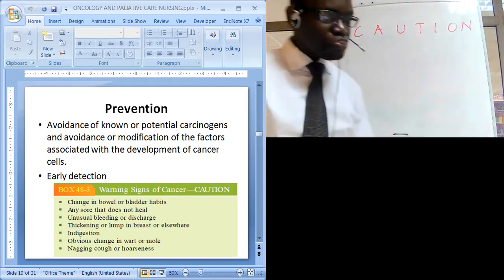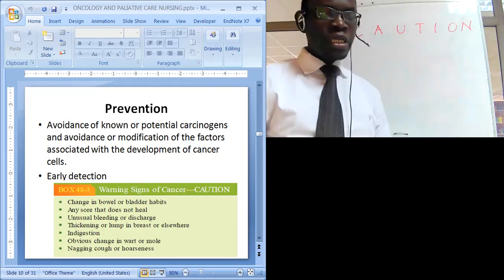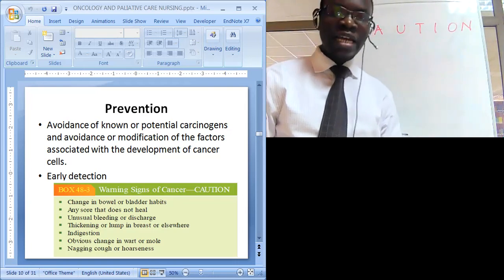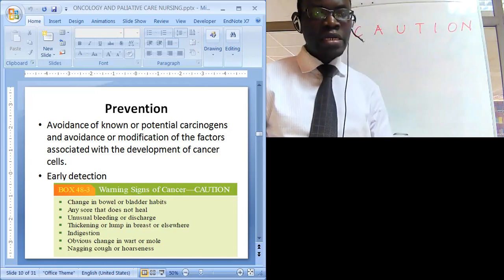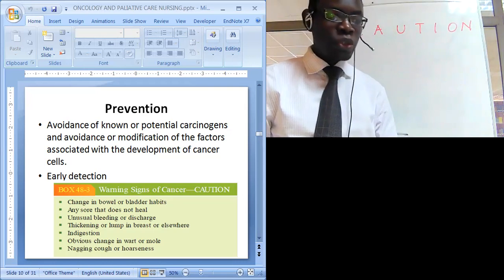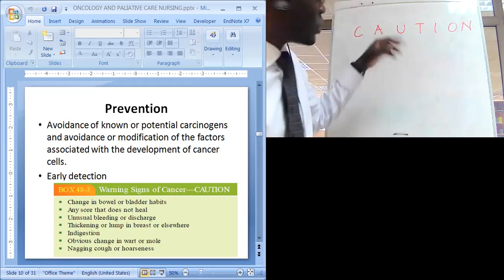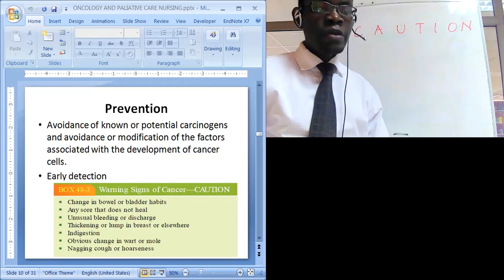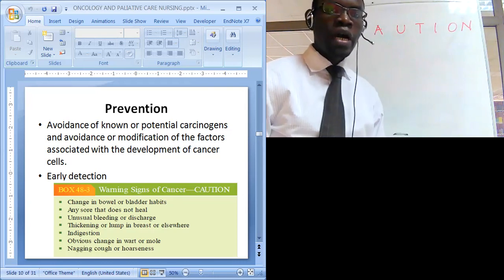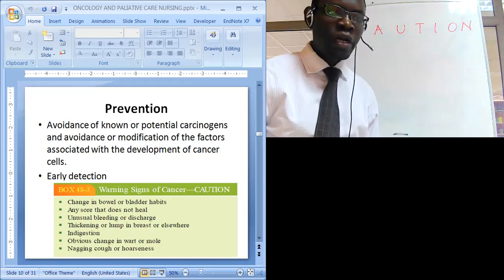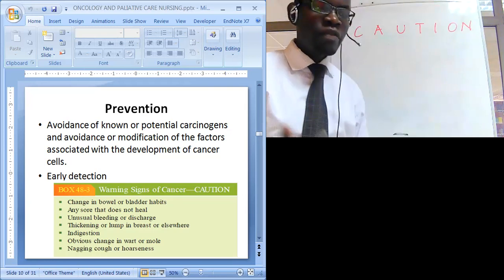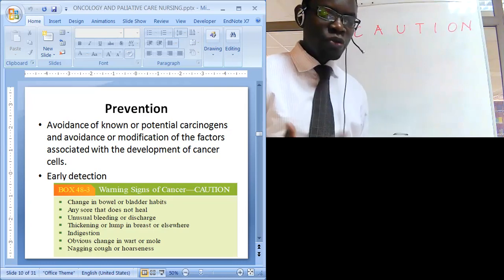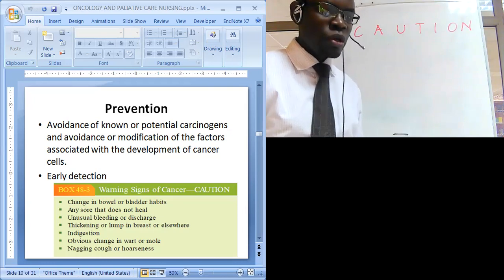Then A stands for any sore that does not heal. If you notice on your skin or anywhere, any kind of sore that has taken long without healing, that might be developing into cancer. U stands for unusual bleeding or discharge. Especially people who have cervical cancer, uterine or ovarian cancer, these people tend to have an unusual bleeding or discharge. So if you notice that, you want to seek attention very fast.